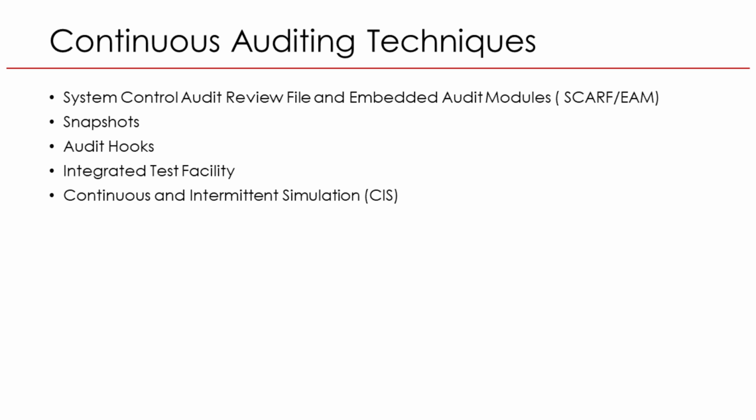1. System Control Audit Review File, SCARF. Embedded Audit Modules, EAM. These are audit routines built directly into an organization's systems. They automatically collect data about transactions or activities for later review by auditors. Example: in a bank's loan system, an embedded audit module flags and records any loan approved above a certain limit without dual authorization. The auditor can later review those flagged transactions.